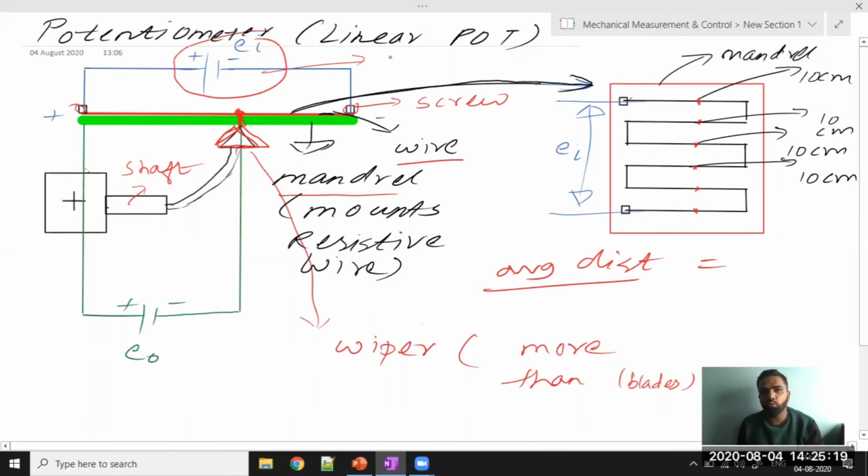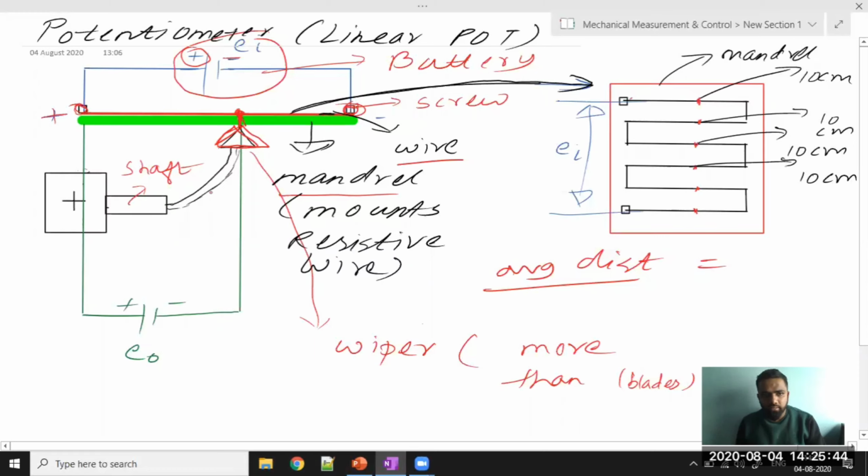Okay, so if I want to put the battery, I'll put the battery along this terminal. I'll use this screw to make these terminals. The positive terminal of the battery will be connected to one side, and the negative terminal of the battery will be connected to the other side. So I have connected the battery. I have kept the mandrel. I have kept the wire, and I have even kept the wiper.